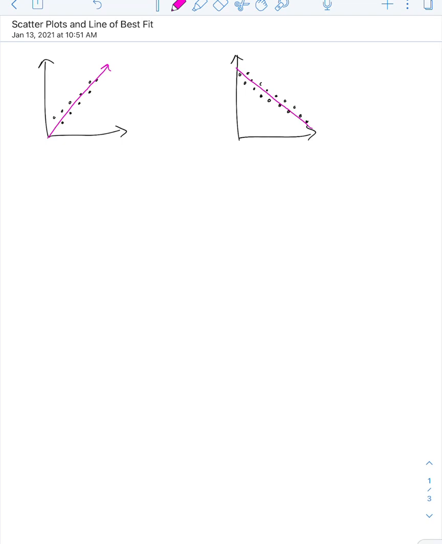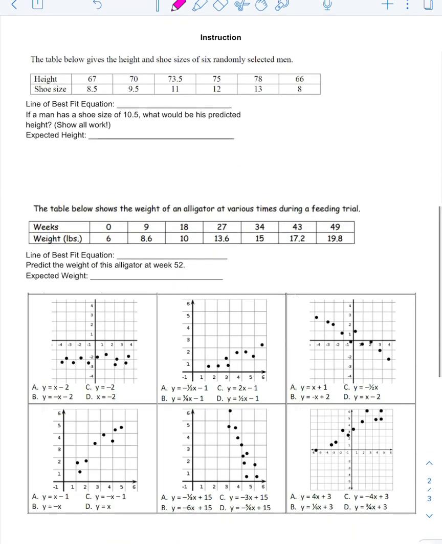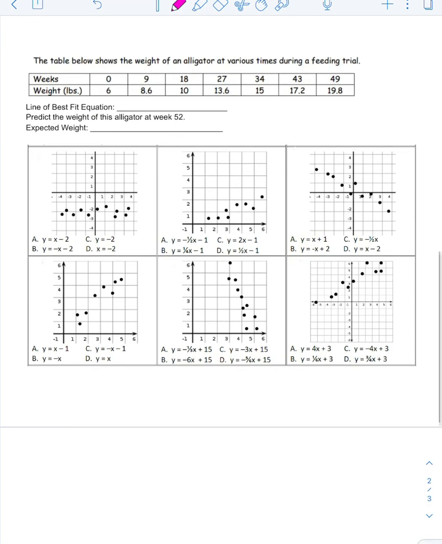And if you'll remember, when we're writing equations of lines, we use the form y equals mx plus b, where b is our y-intercept, and your m is your slope or your rise over run. So that's actually how we're going to model these lines today. While we're talking about that, let's look at some of the examples you'll see.